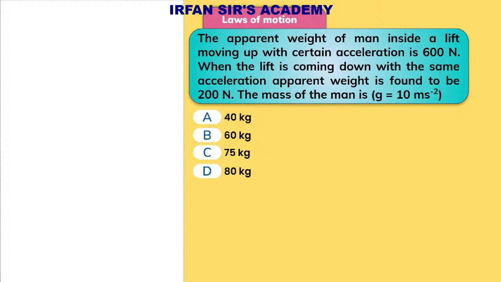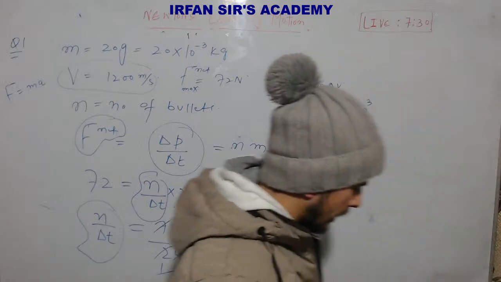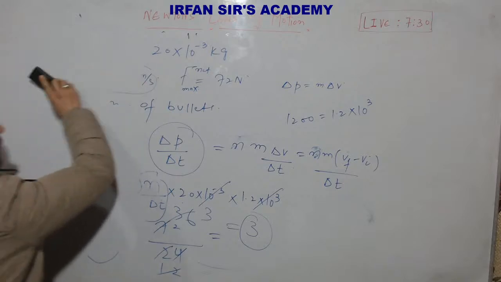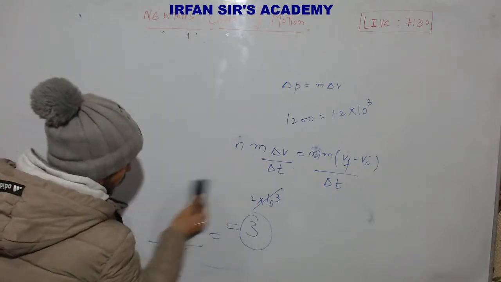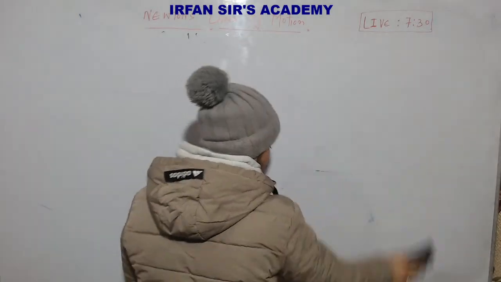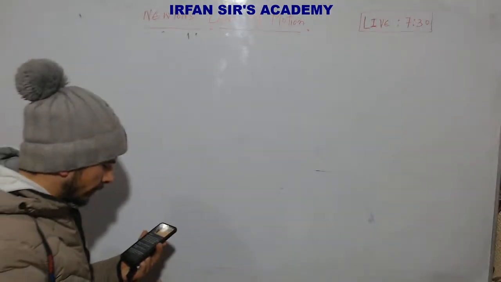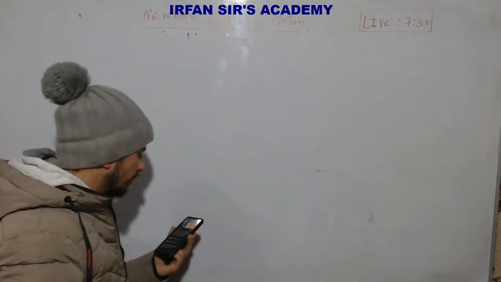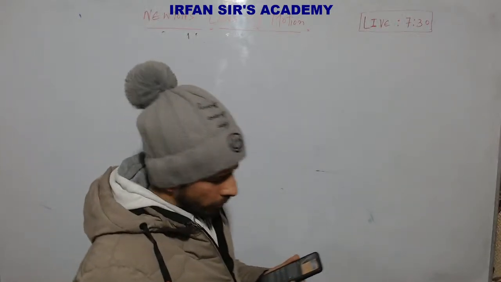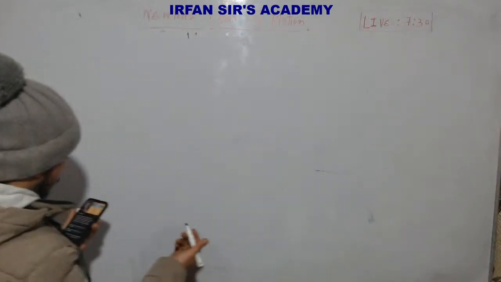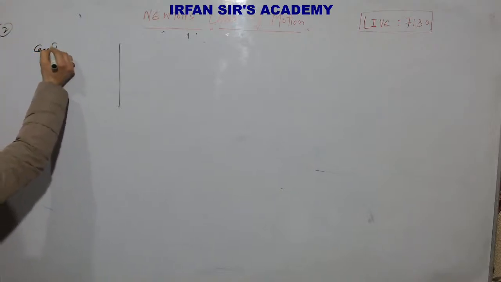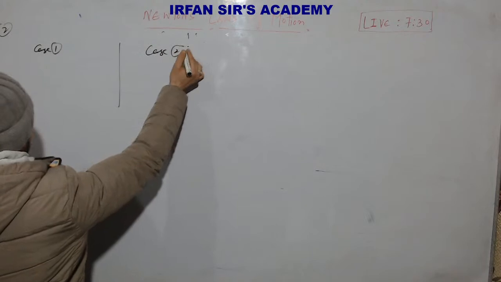Okay, I will do this question. What is asked? Here we have to calculate the mass of the body. There is a lift, there is a man inside the lift, and first the lift is going upwards, and second the lift is going downwards. There are two cases, case first and case second.